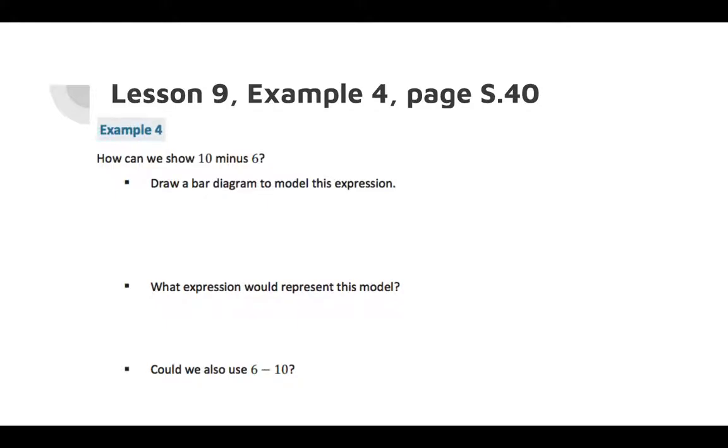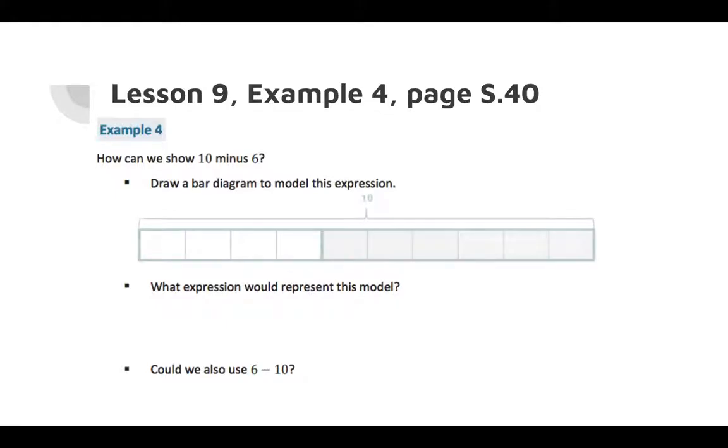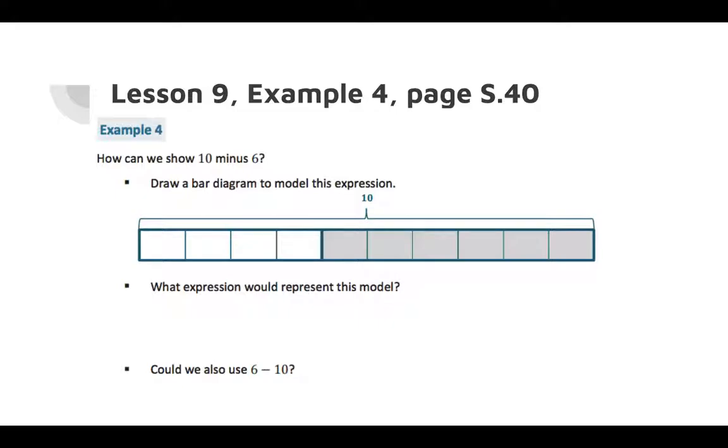Example 4. How can we show 10 minus 6? Draw a bar diagram to model this expression. So here's what mine looks like. You have 10 boxes and you're shading away, you're taking away 6. What expression would represent this model? So if we were to write it, what would that look like? That would be 10 minus 6. Okay, I like to call it 10 take away 6. Just makes it easier to understand.